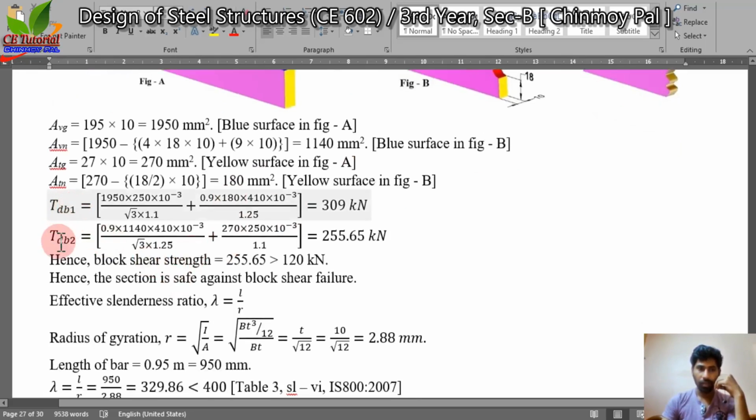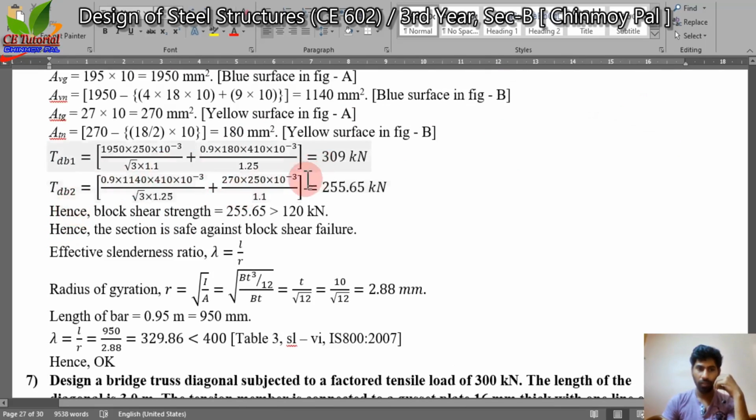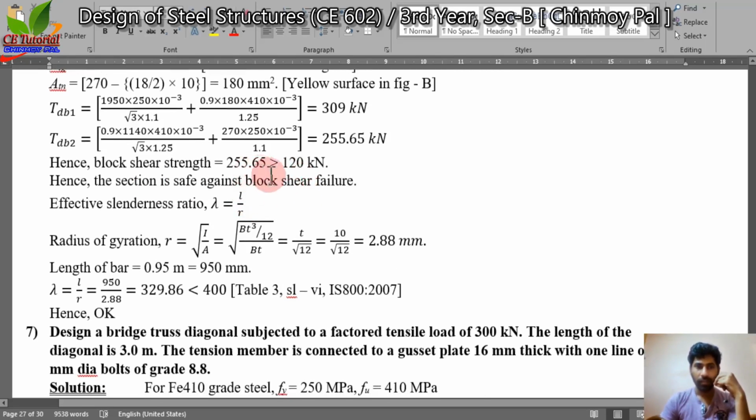So TDB1 and TDB2 you can calculate, that is 309 and 255.65. So block shear failure will be minimum of those two, that is 255.65 kilonewton, and 255.65 block shear strength is also greater than the applied load. So this connection is safe against block shear failure.